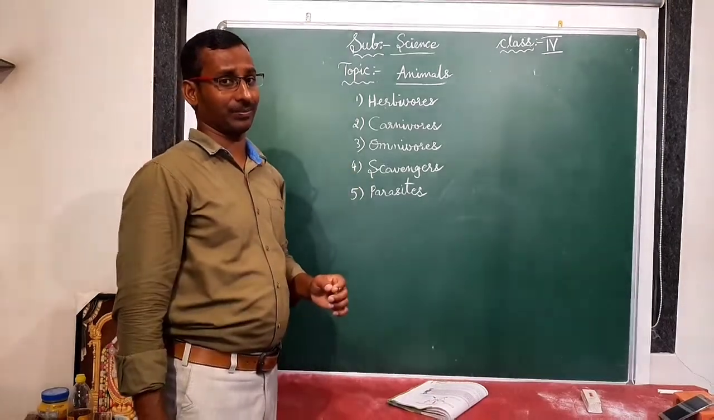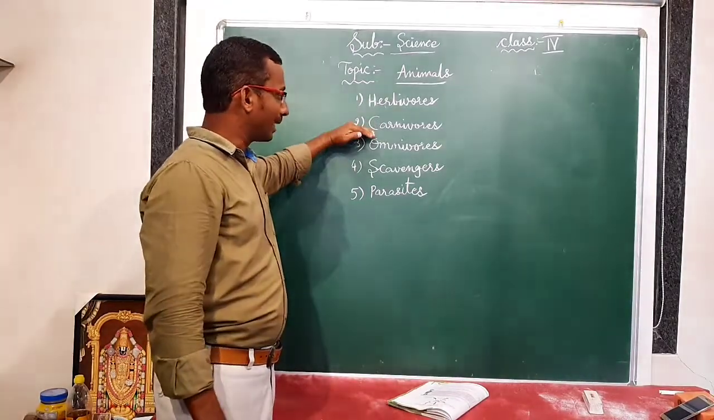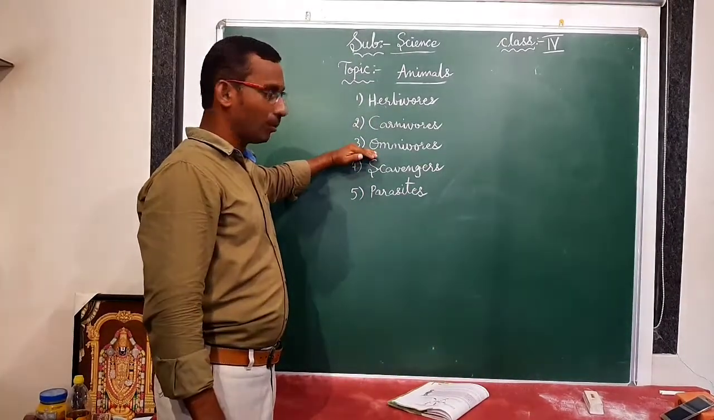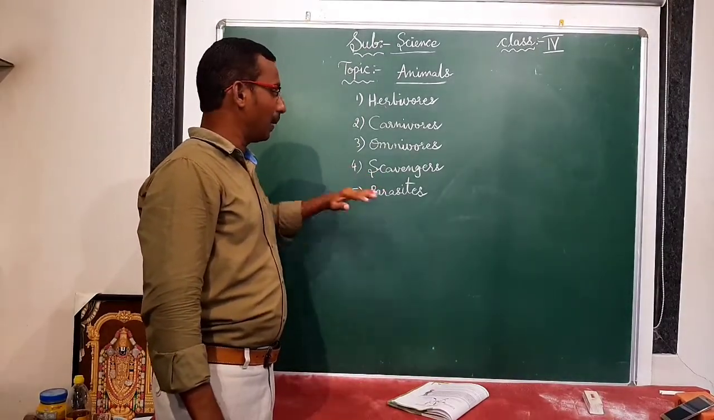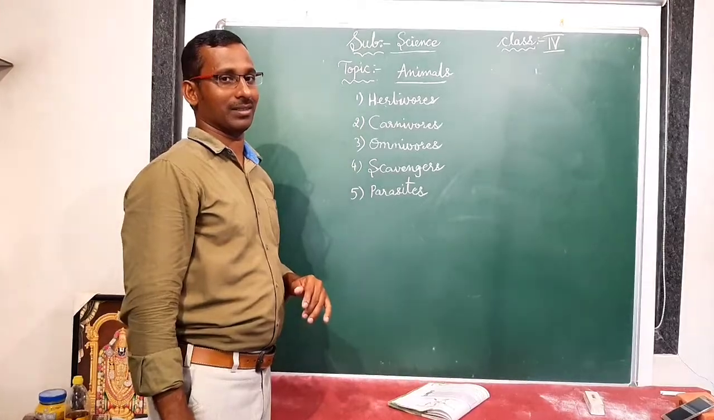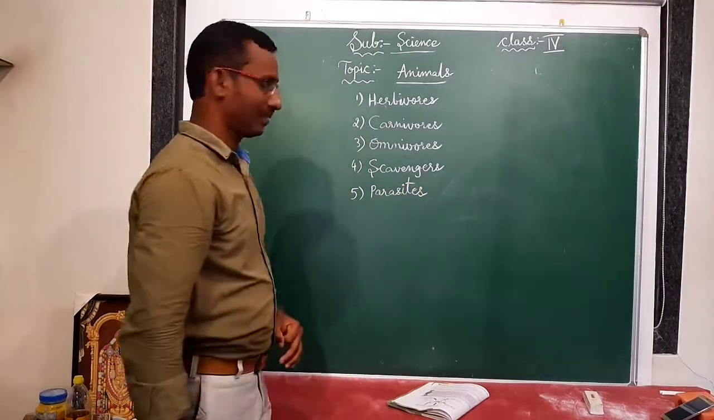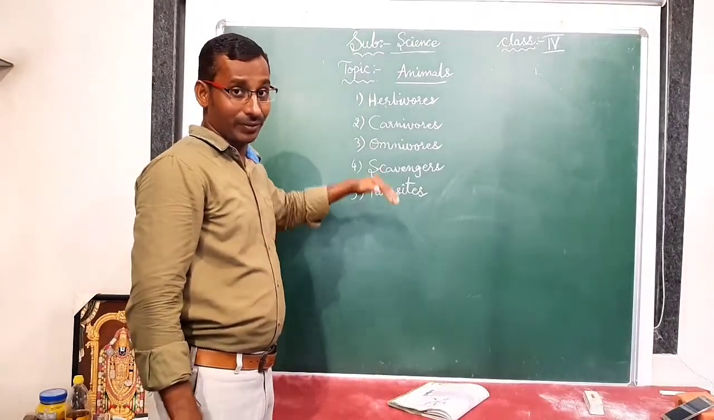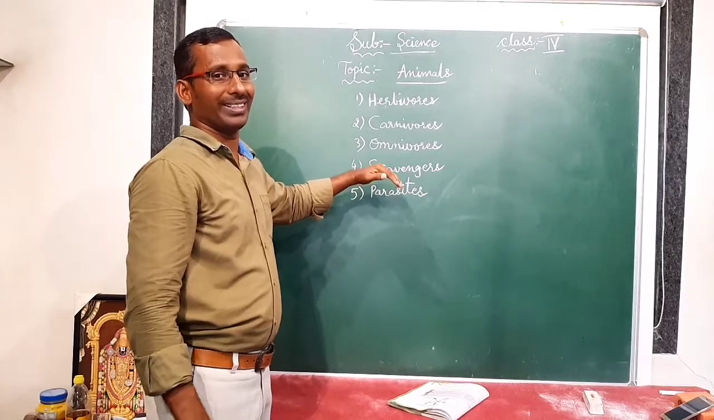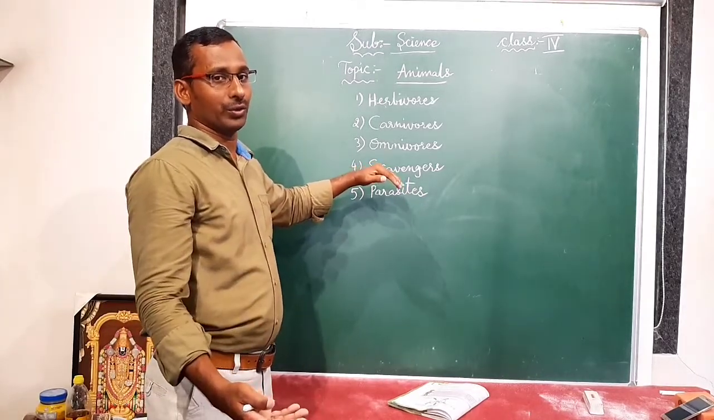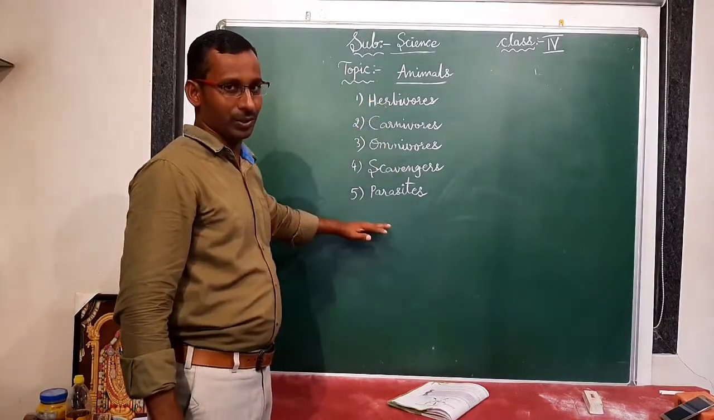Is it clear? Say all of you. Herbivores, carnivores, omnivores, scavengers, and parasites. So, what do they eat? They are eating different food. All animals do not take the same food. According to the food they eat, they are divided into 5 types.